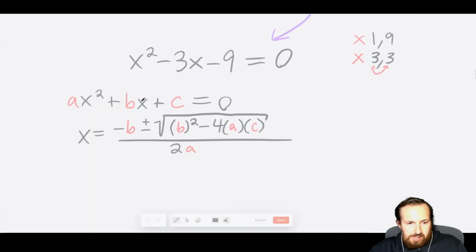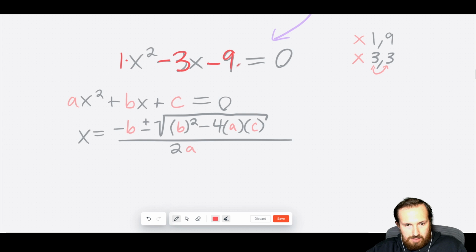And hopefully it makes sense that in our case, a, the coefficient on the x squared term, would be 1. If it's not written, you can assume it's 1 because 1 times anything is itself. And then b would be negative 3 here. And then c would be negative 9.